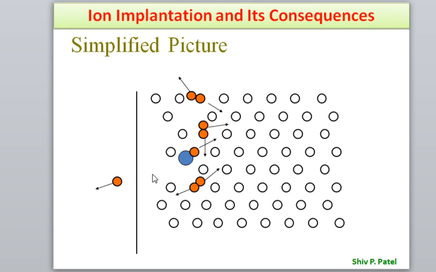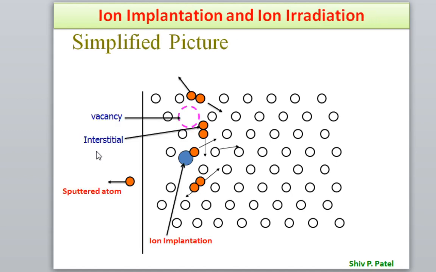Some of the atoms may come out of the surface. This is what we have discussed as sputtering, and if an atom comes back, that is known as backscattering. Here we have created a vacancy. The target atom is displaced from its position and may sit as an interstitial. The ion may sit within the material, that is, implantation, and an atom may come out, that is a sputtered atom. This is the simplified picture of how ion implantation and ion irradiation are done within the material.